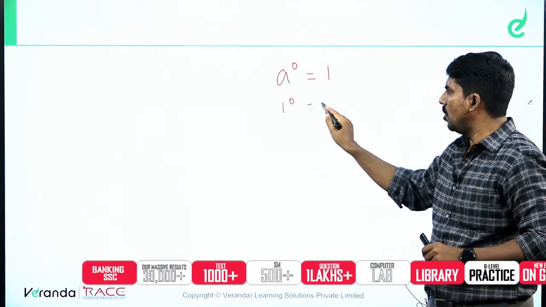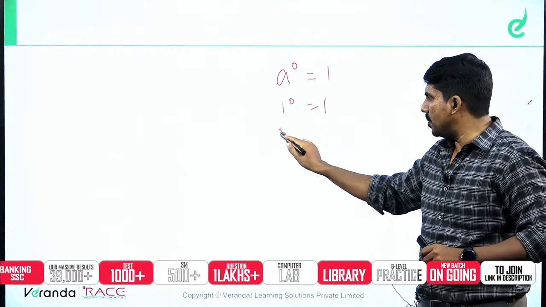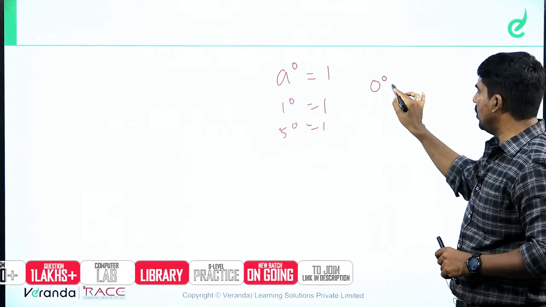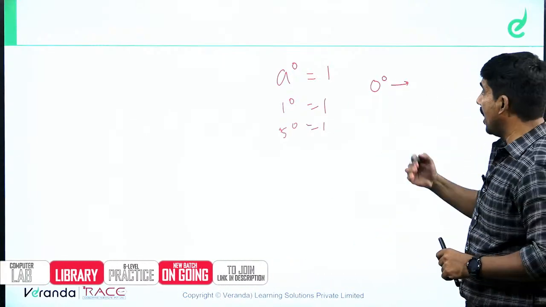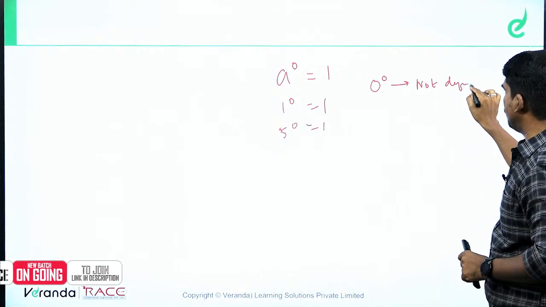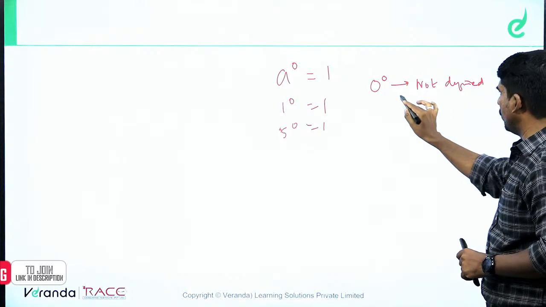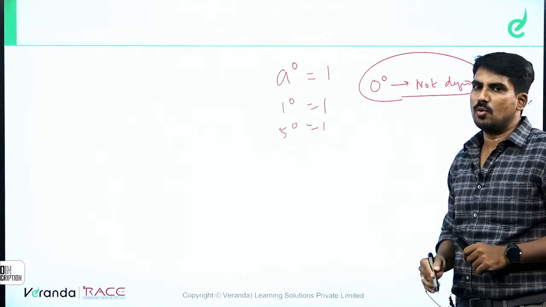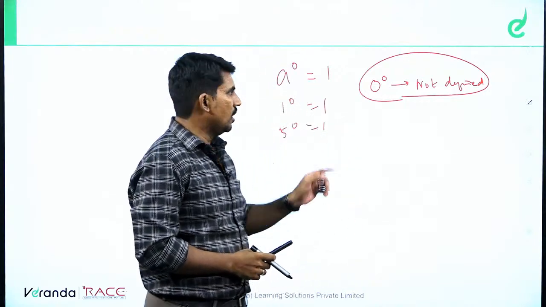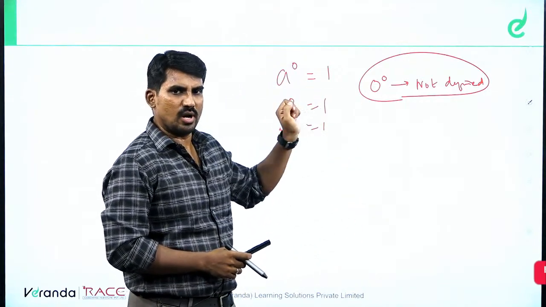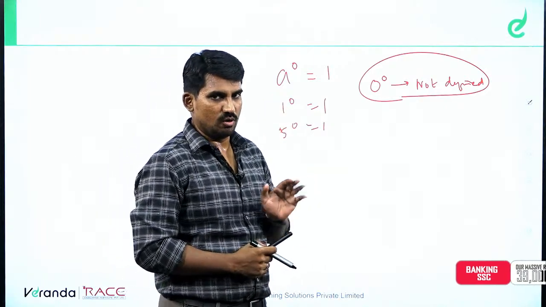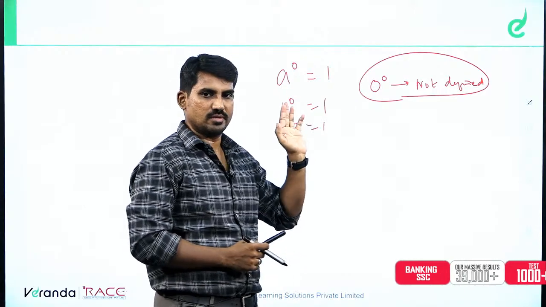1 power 0 is 1. Clear? 5 power 0, that is also 1. But 0 power 0, the result is not defined. Don't forget. 0 power 0 is not defined, or undefined. 0 power 0 is not 1. Don't confuse. Anything power 0 is 1, and the condition is a should not be equal to 0. Don't forget, 0 power 0 is not defined.